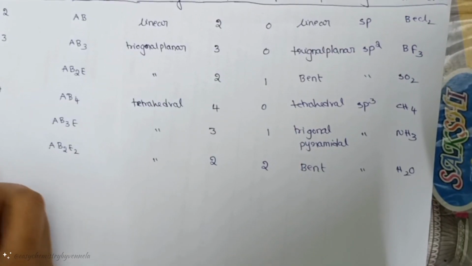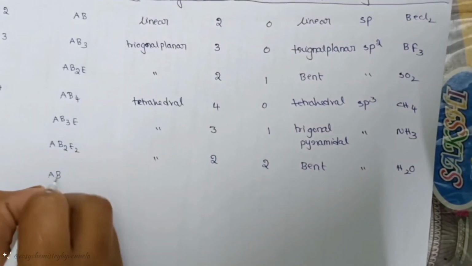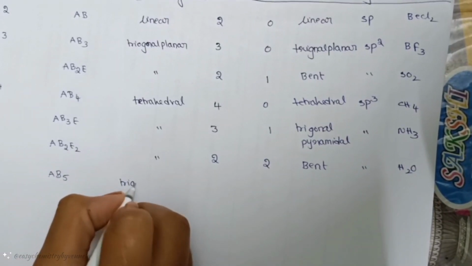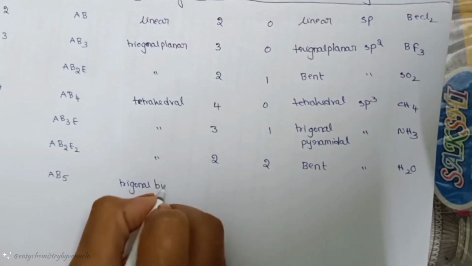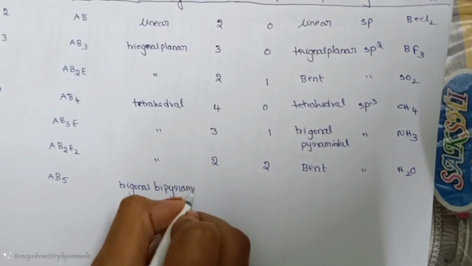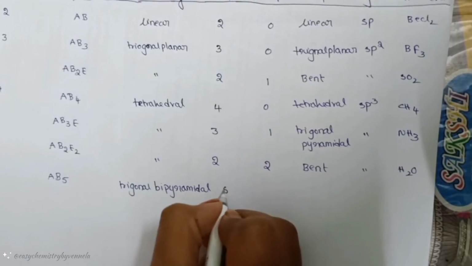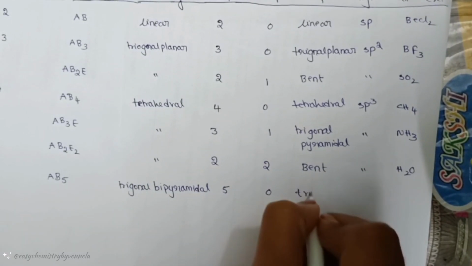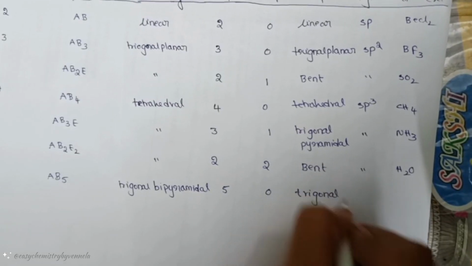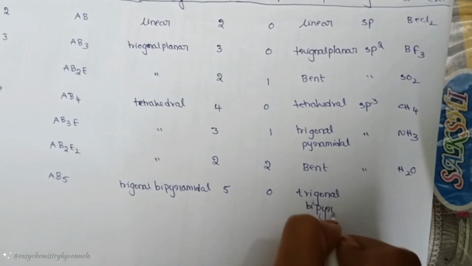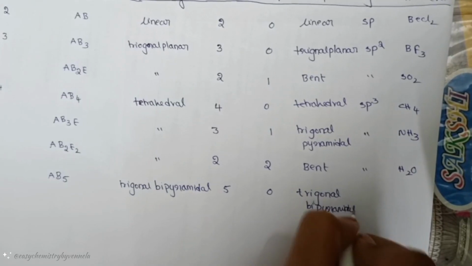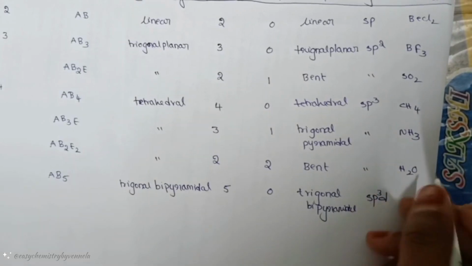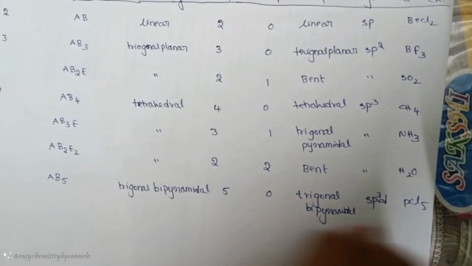Next one, number of pairs 5. Molecular type is AB5. Geometry is trigonal bipyramidal. Bond pairs are 5, lone pairs are 0. Shape also trigonal bipyramidal. Hybridization is sp3d. Example for this is PCl5.